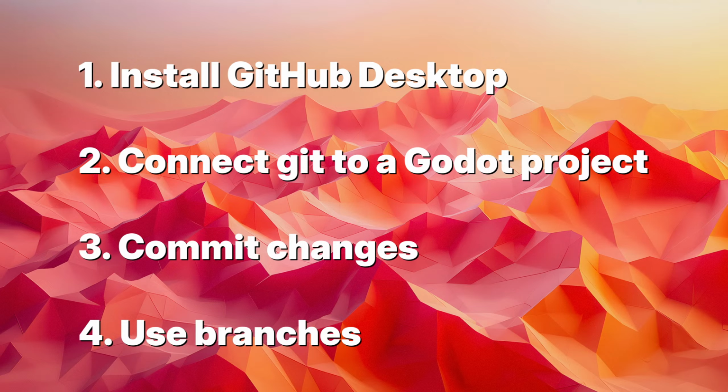To recap here, we installed GitHub Desktop on Windows. We connected Git to an existing Godot project. We learned how to commit changes, especially that initial commit, which GitHub Desktop did for us, and then a future commit. And we also looked a little bit at using branches.